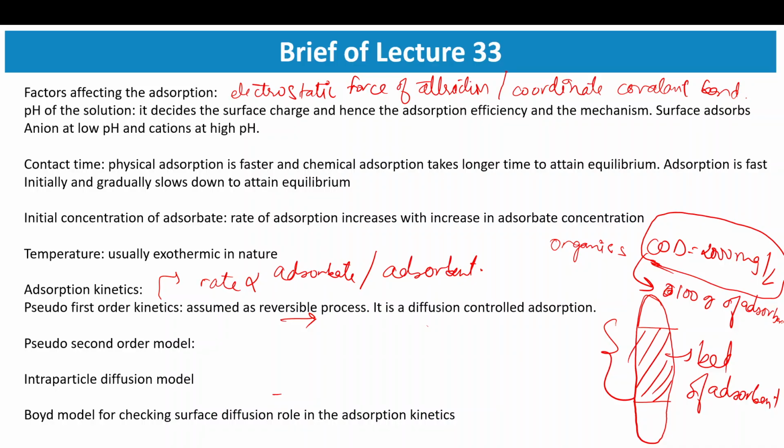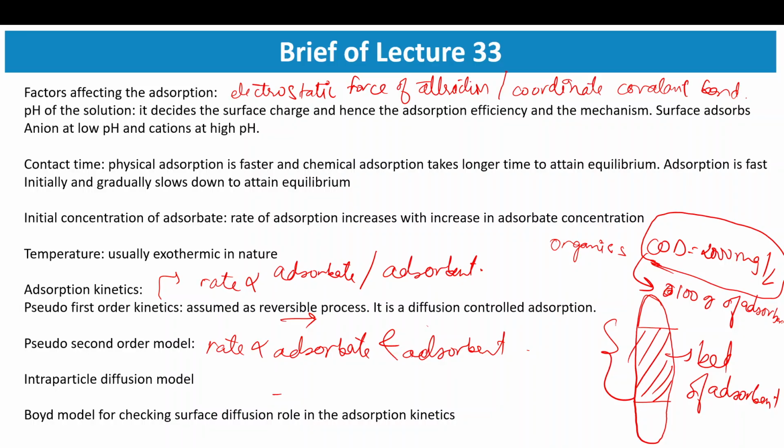Next is the second order model, where the rate is proportional to both adsorbate and adsorbent. And here again it is assumed that chemical adsorption takes place, and hence it is irreversible in nature.